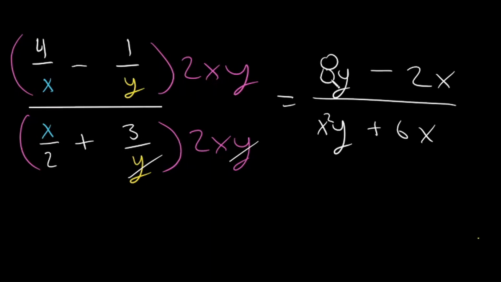Let's see if we can simplify this any more. It doesn't seem like we have any common factor between these terms. So this is simplified. So our answer will be 8y minus 2x divided by x squared y plus 6x.